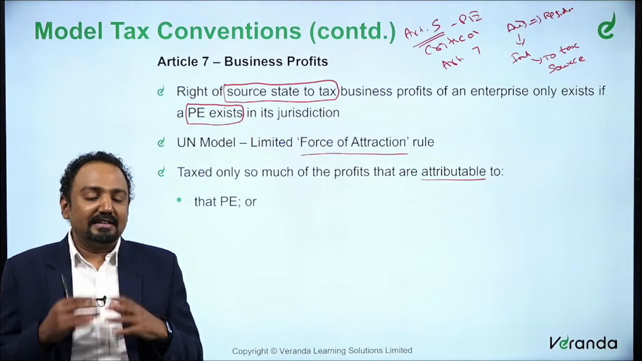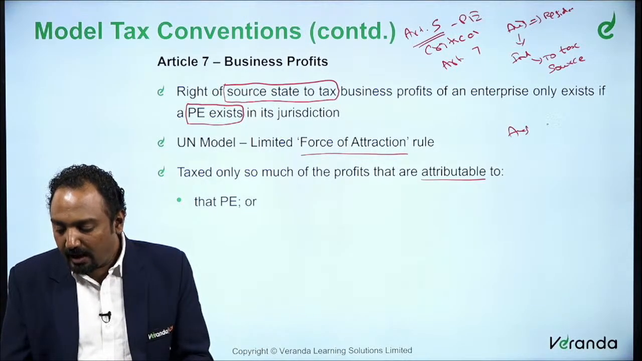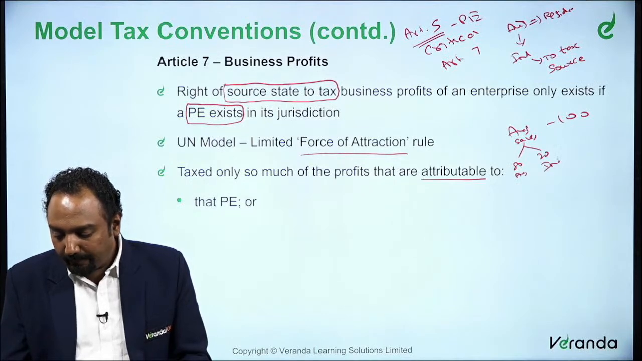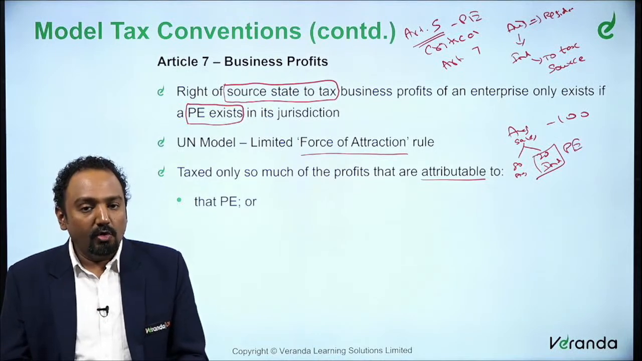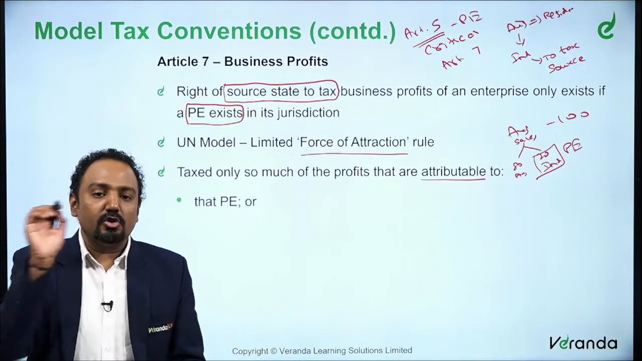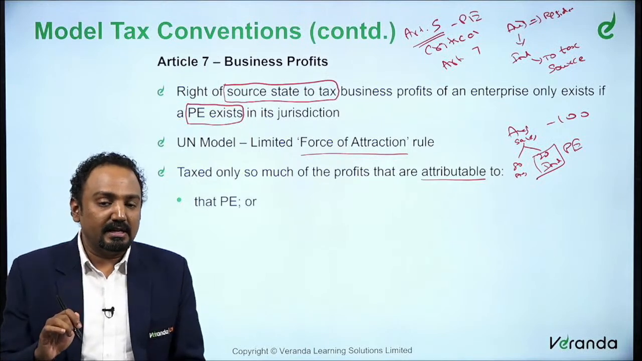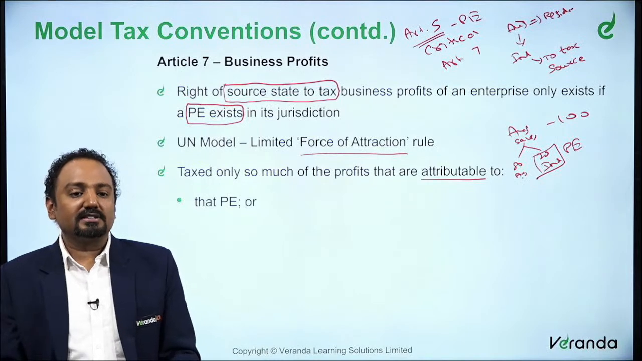You cannot tax, let's say Australia has a total income of 100. Their sales, let's say, are 80 in Australia and 20 in India. Let's say this 20 in India is through a PE. Now India can tax only to the extent of 20. They cannot go and tax that 80 because that is not happening through the Indian PE. So only to the extent it is happening through this PE can it be taxable.